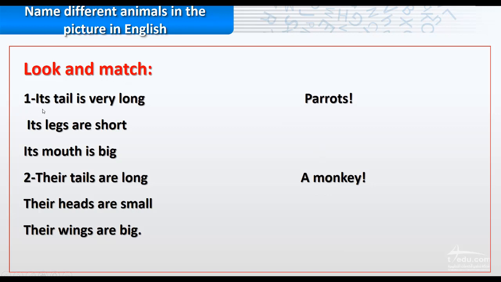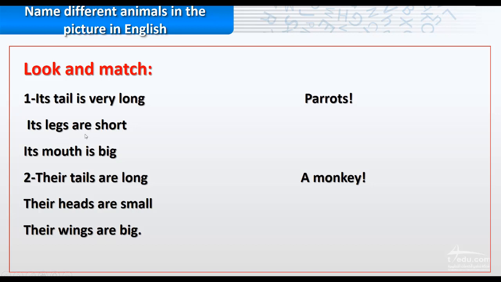Number one, its tail is very long. Its legs are short. Its mouth is big. Now these descriptions, okay, the description of number one here, do we mean monkey or do we mean parrots? Its tail is very long. The tail very long.